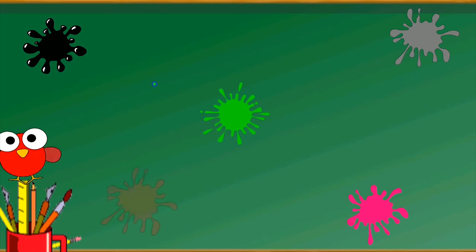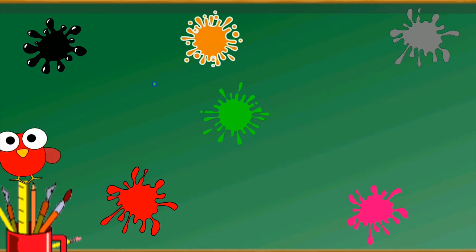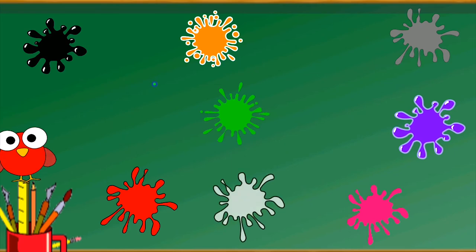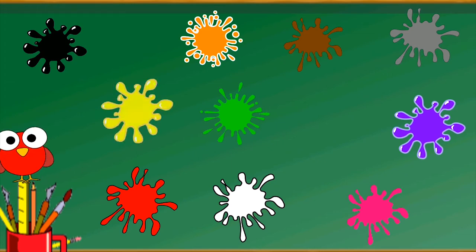Again. This is the black color. This is the pink color. This is the gray color. And this is the green color. This is the red color. And this is the orange color. The purple color, the white color, and this is the brown color. The yellow color and the blue color.